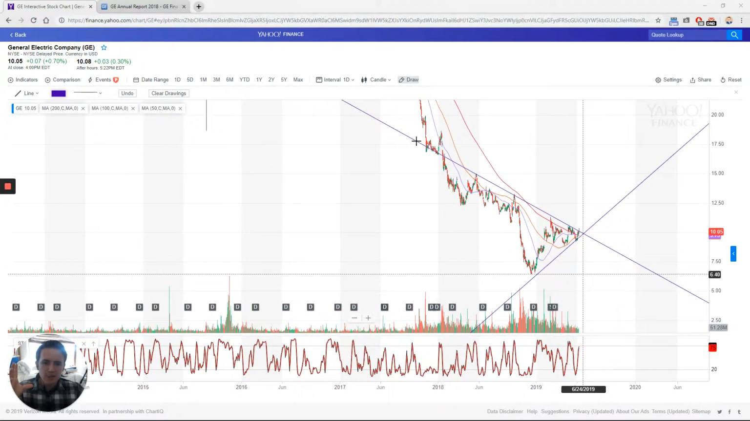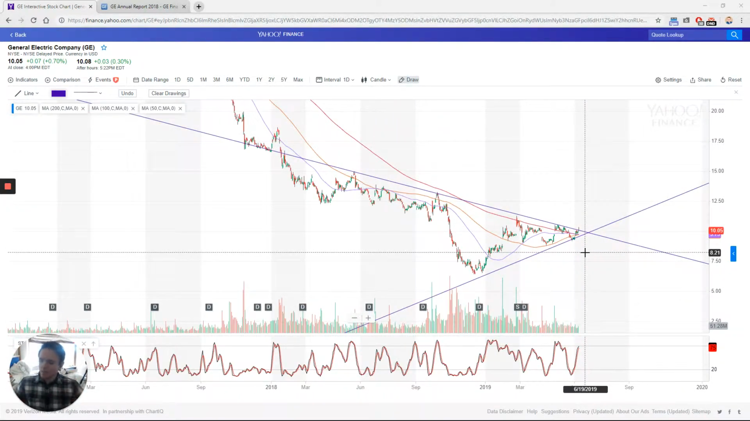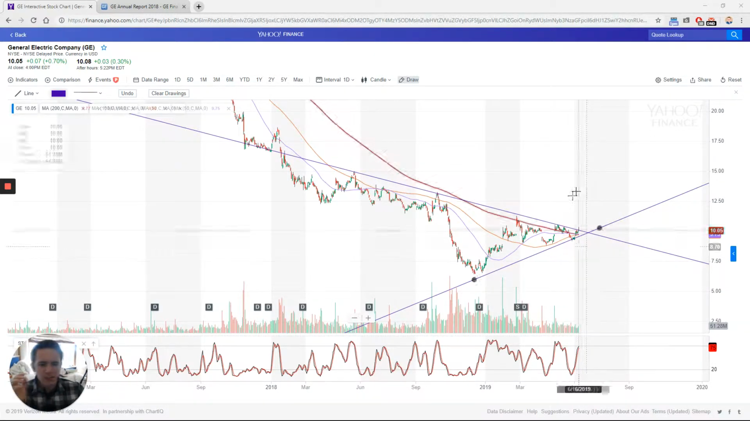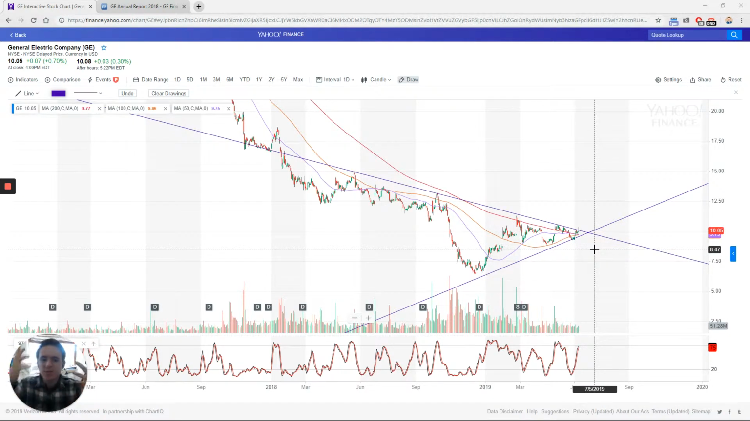And once you know what you're doing, you can draw these setups to say, okay, this is a pretty symmetrical triangle. This is like chapter 23 of the book. I don't know. I think so. And it's like, okay, so we have to see where this is going to break out now.